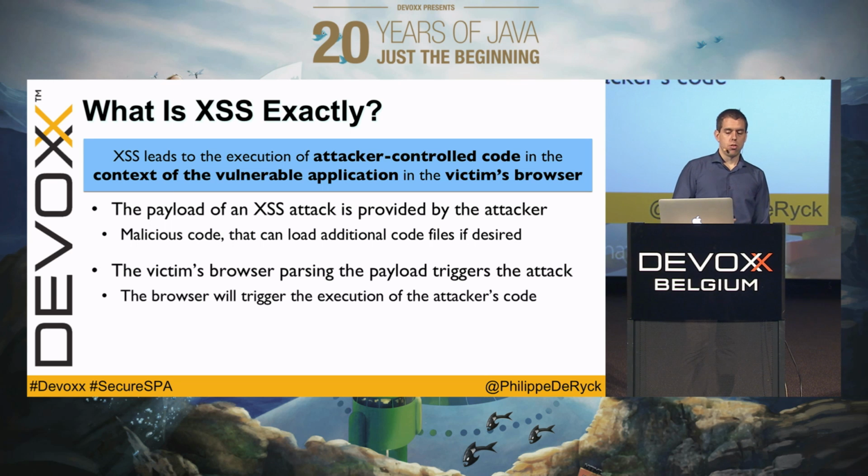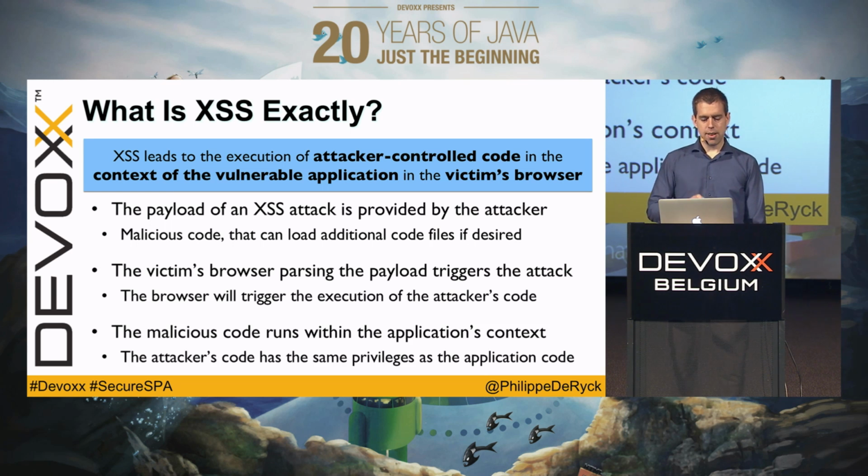The victim's browser triggers the attack, because it renders the code. And because of how the web is designed, there is no separation between code within the same context. So the attacker's code runs in the same context as the application code. There's no separation. The attacker has full access to the privileges that the application has. If you use location information, the attacker can access it. If you use local storage, if you store data somewhere, the attacker can access it. If you send XHR requests, the attacker can do it. And a lot of things can really, really go wrong.